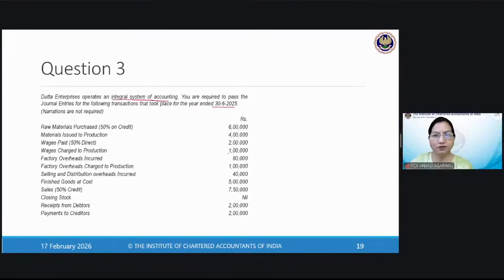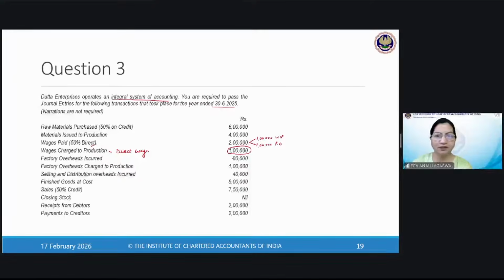Now this information was not required. Wages charged to production, directly, implies these are your direct wages. But it is already mentioned that wages paid are 2 lakh, which is 50% direct and 50% indirect. So 1 lakh will move to WIP and 1 lakh will move to production overheads. We are aware of this. So this is redundant information, wages charged to production. As such, from this 50% also, this makes sense and is complete here.